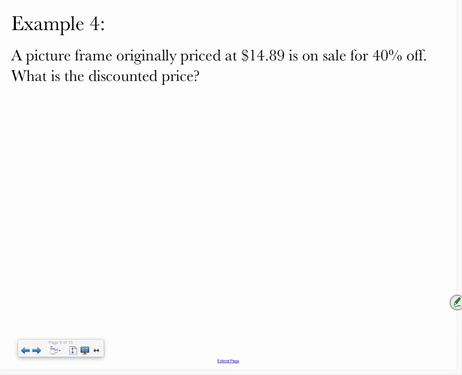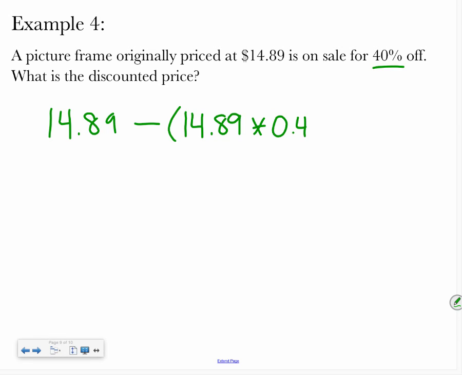Let's figure out how do we solve this problem. Let's think about it. Our original cost is $14.89, and we know we are going to subtract 40% of that price, okay? All right, we're taking it away. We don't have to pay that. So, again, you can do $14.89 times, and then our discount is 40%, so that's represented by 0.4, and that's going to give us our new price.